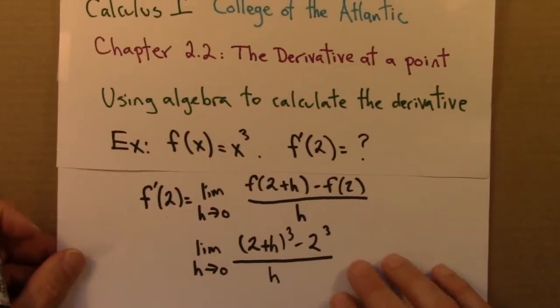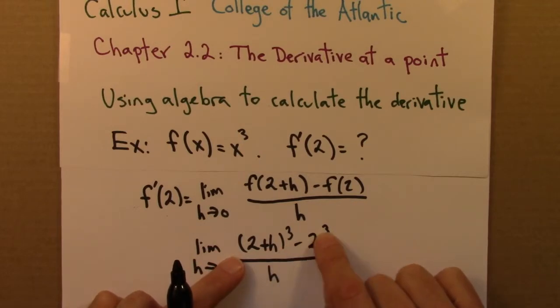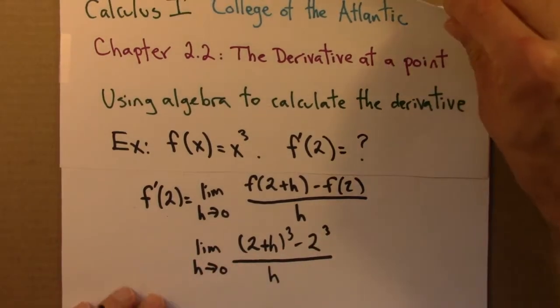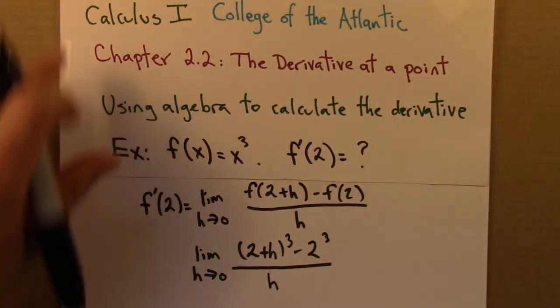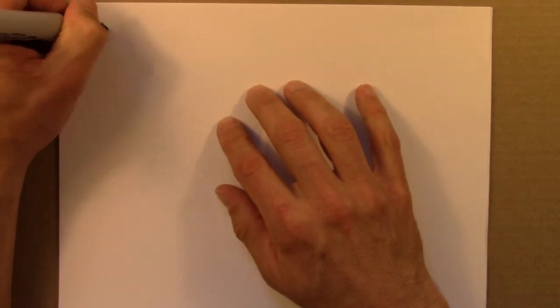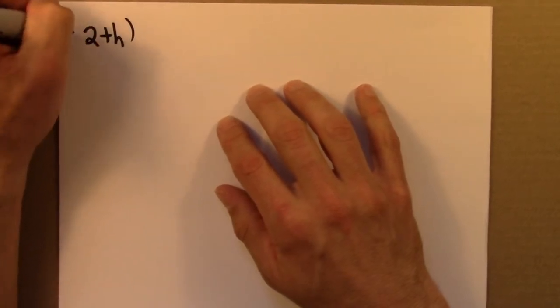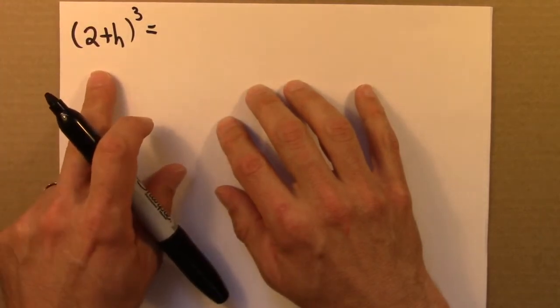So the first thing I need to do is I'm going to have to deal with this cubic term. So I'm going to have to take 2 plus h and multiply it by itself 3 times. So I'm going to do that, and then I'll come back to this limit expression. Okay. So the task before us is to figure out what this is. 2 plus h cubed. I'm going to need to know what that is.